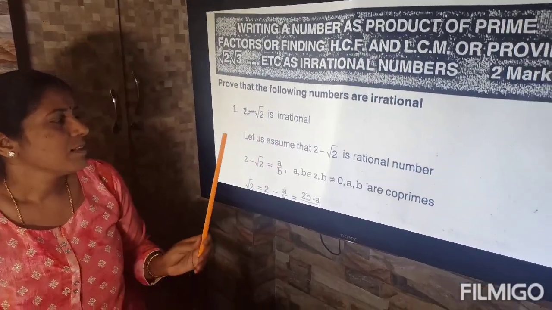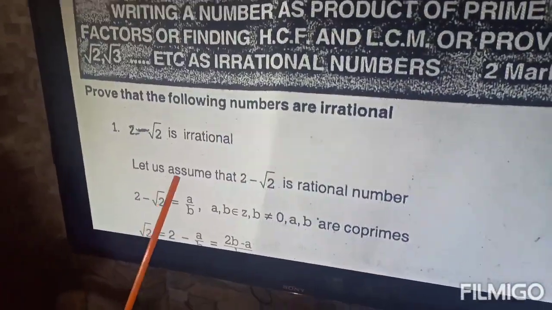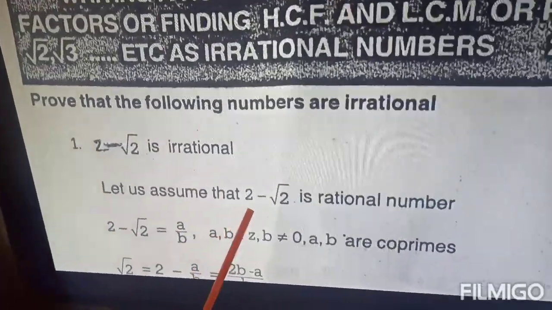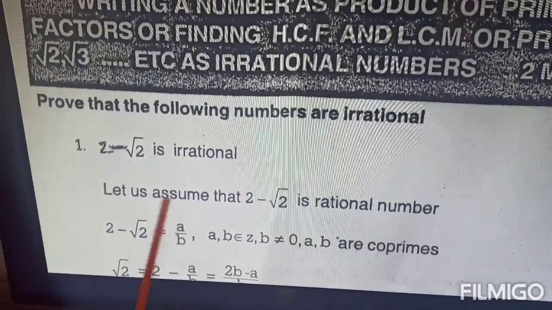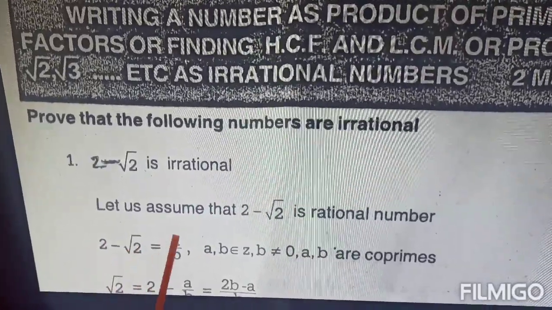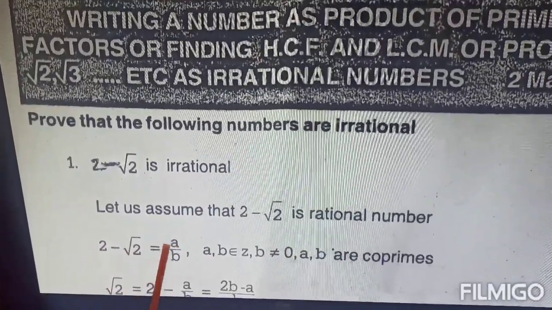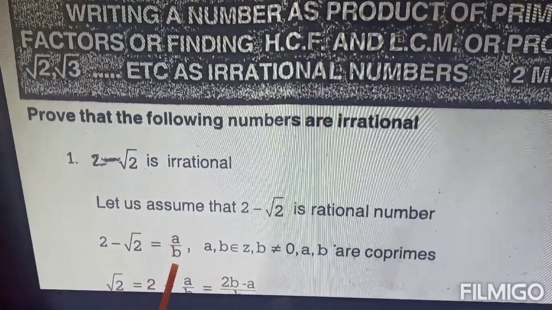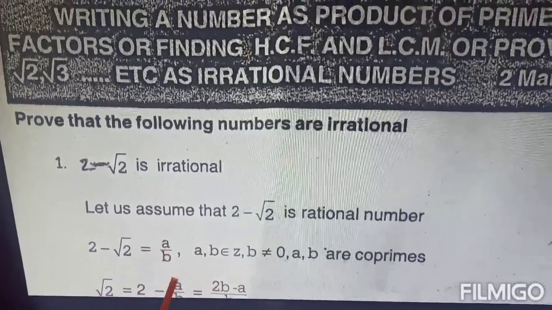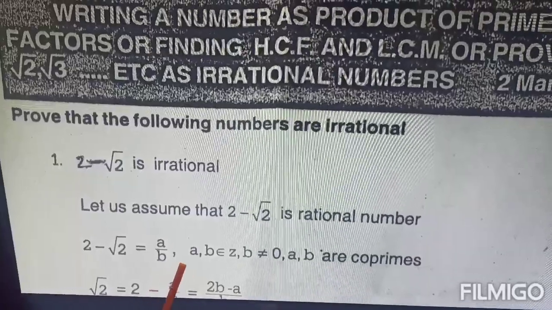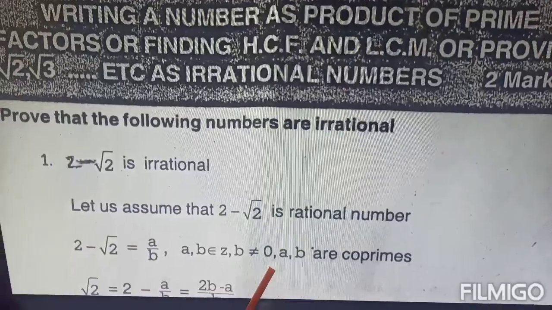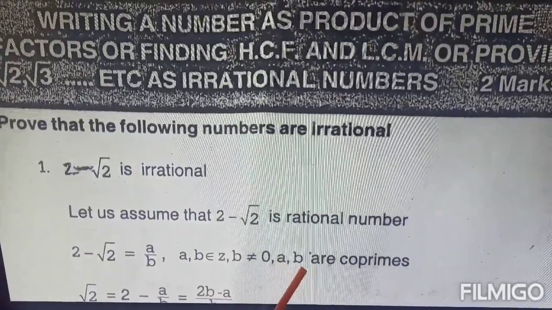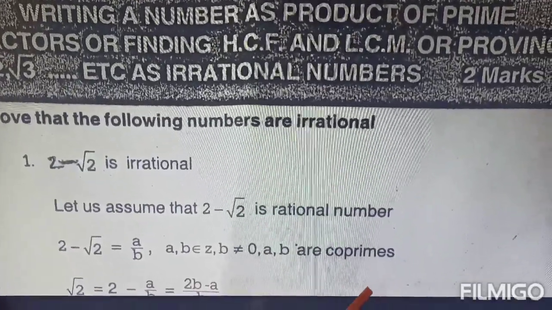First, let us assume that 2 minus root 2 is a rational number. That means 2 minus root 2 is equal to a by b. Rational number means in the form of a by b, where a and b are integers, b is not equal to 0, and a, b are co-primes.